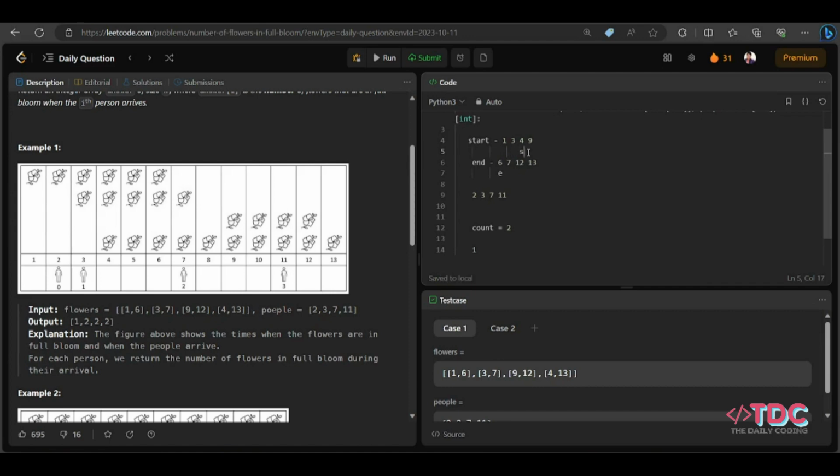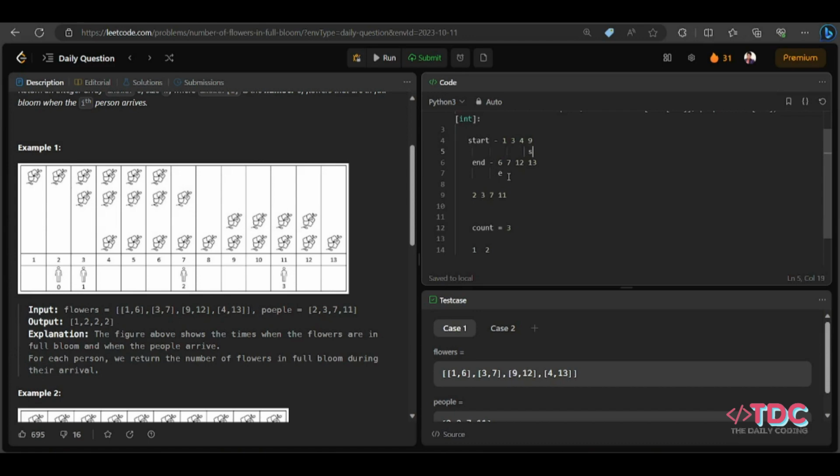Now I will check, is this 4 less than or equal to 3? No. So we will stop here. Now we will check at this end, is any flower died? 6 is not less than 3, so no flower has died yet. So we did not do anything to this count and our answer is now 2, right? Now for this 7, for the third person, he arrived at 7. So I will check, is 4 less than or equal to 7? Yes. So our count now becomes 3, and my s is increased to its next position.